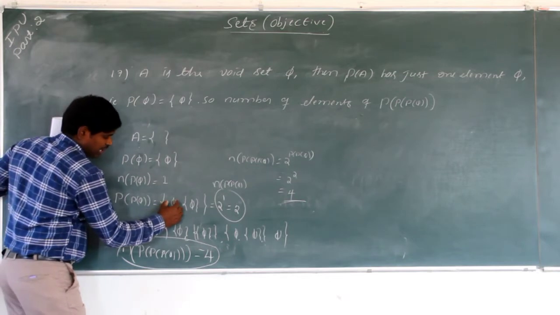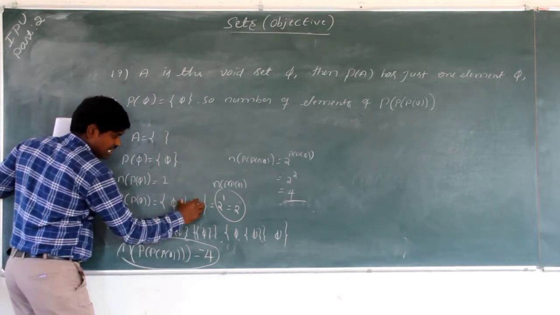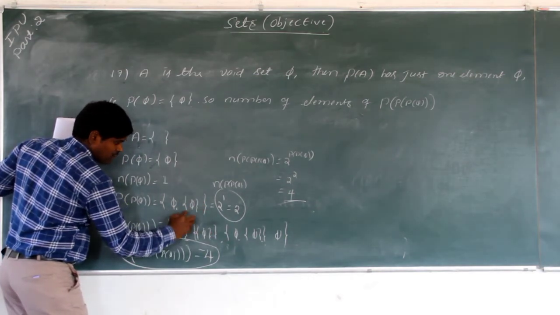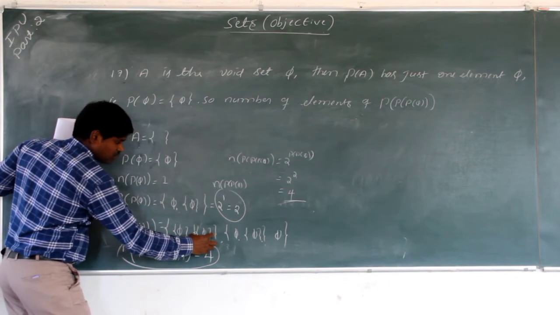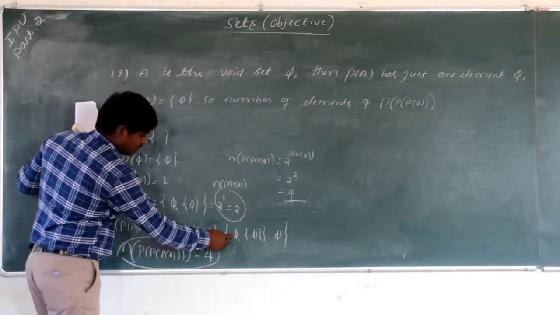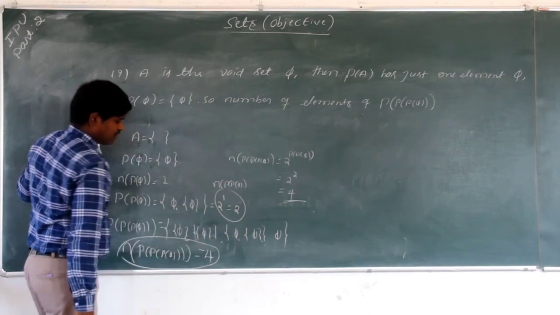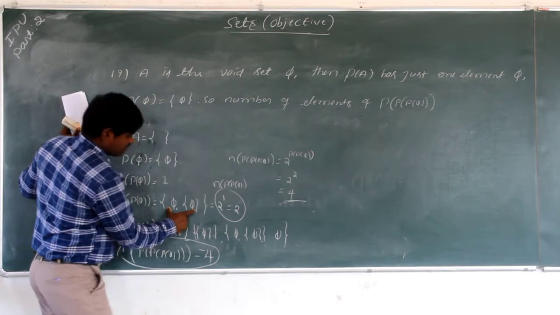So I am taking one element as a subset. So this is one element. Again I am taking this as a subset. So this is one of the elements, and this is a subset of it. Now I am taking the null set, which itself is a subset. And every set is a subset of itself.